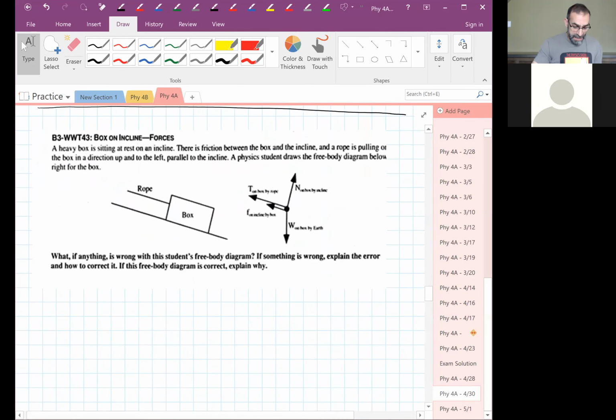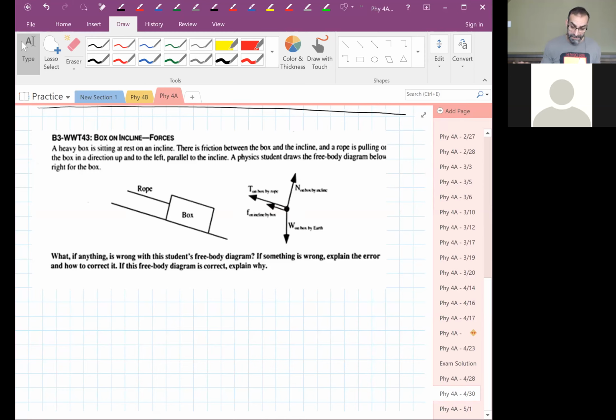Okay, we've got a box sitting at rest on an incline. There's friction between the box and the incline. A rope is pulling on the box in a direction up and to the left, parallel to the incline. A physics student draws a free-body diagram for the box. What, if anything, is wrong with the free-body diagram?